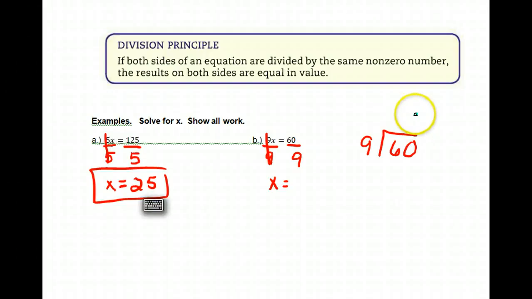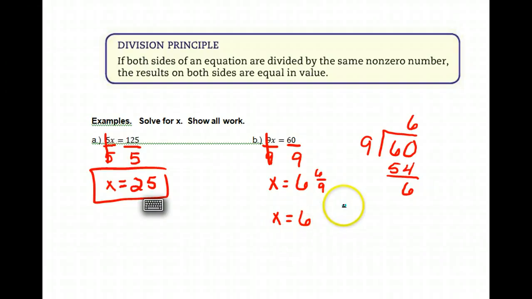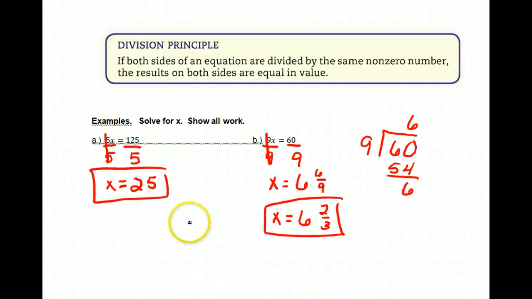So it will go in 6 times. 6 times 9 is 54. Subtract, and we get 6. So we have 6 and 6/9. The fractional piece of that mixed number will reduce to 2/3. And there we have it.